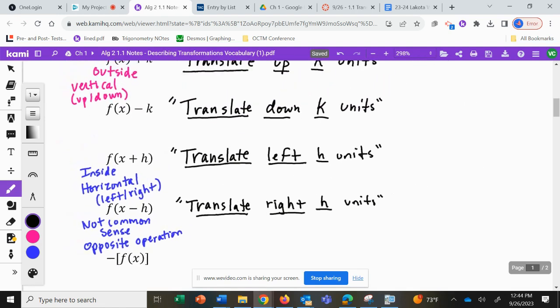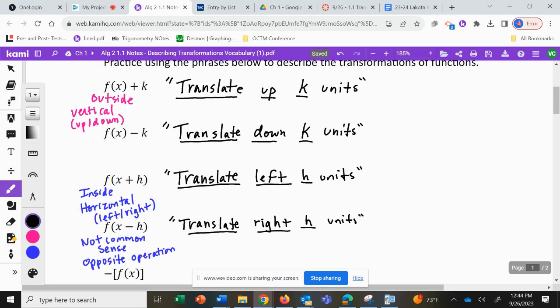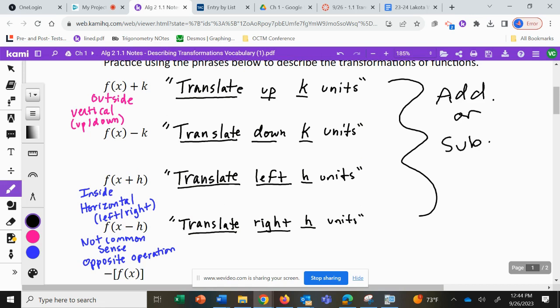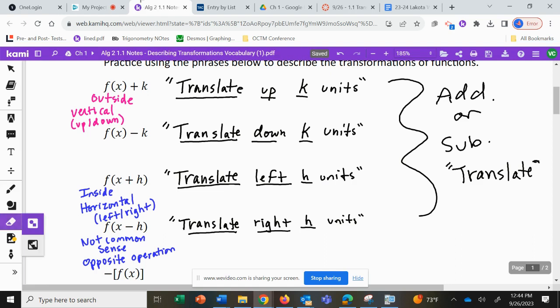Okay, before I go any further, notice that all of these are plus or minus. All of them are adding or subtracting. Anytime we're adding or subtracting, the key word is translate. So for all of these, they are either adding or subtracting, we're using translate. That's our fancy word. So if I identify something as adding or subtracting, my word is translate.